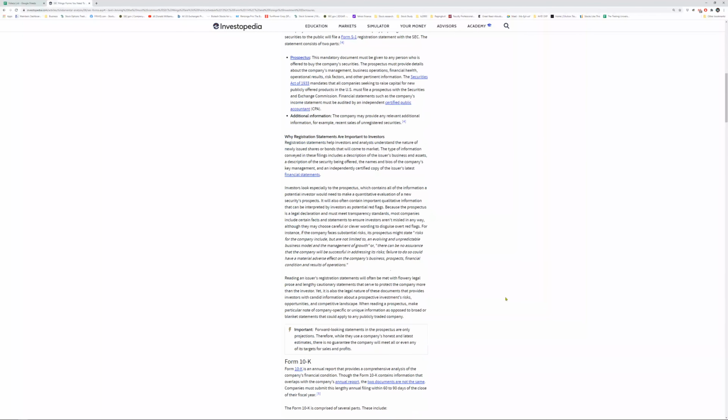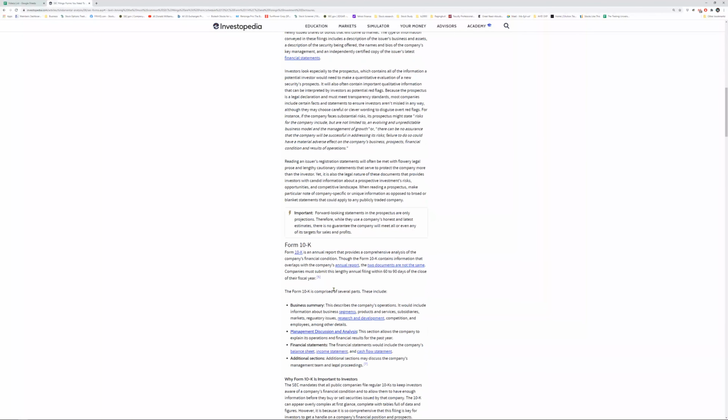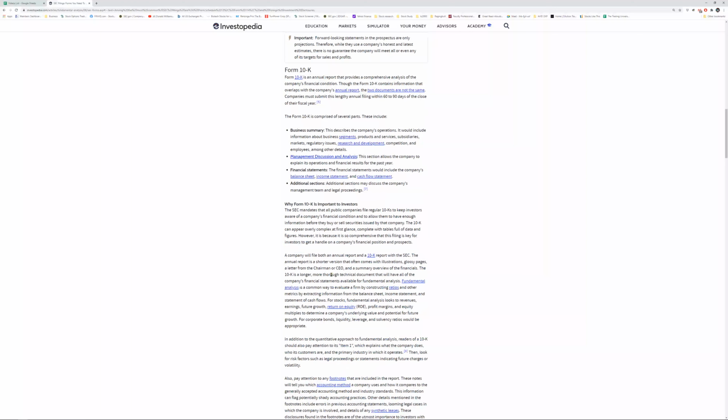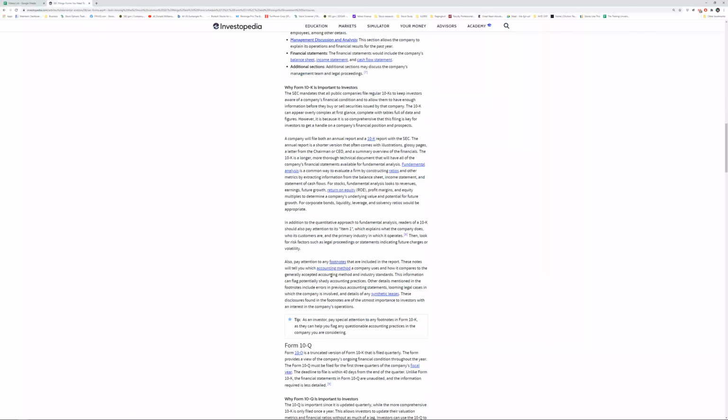Now, 10-K and 10-Q, I think we described that. The 10-K is an annual report that provides comprehensive analysis, right? So we understand that's the 10-K. The 10-Q is the quarterly.